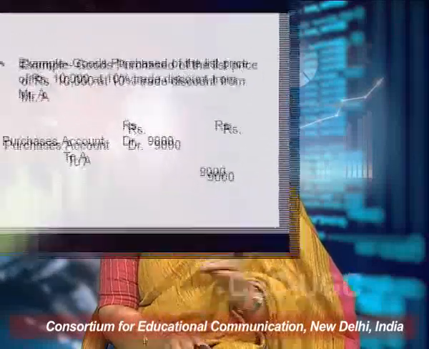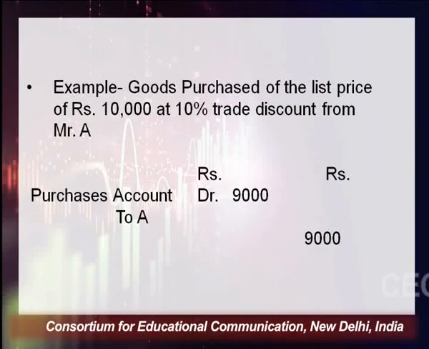Let's understand this with an example. Goods purchased at a list price of rupees 10,000 at 10% trade discount from Mr. A. So the list price here is rupees 10,000 and the trade discount given is 10%. So how to record this amount? The entry would be purchase account debit to A, that is your supplier. In this particular case, we will not record this journal entry with rupees 10,000. We will record this entry with rupees 9,000, that is after deducting trade discount.